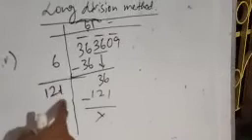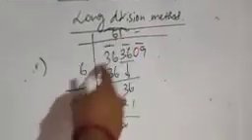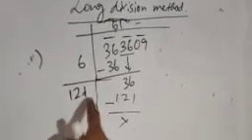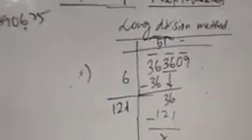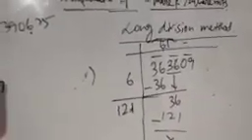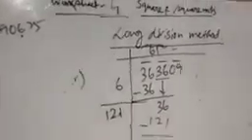Listen carefully. If we put 1 here, then we should also put 1 here. That means 1 into 121 will be 121, which is greater than 36. So we cannot put 1. Clear? If 1 cannot be put here, then 2, 3, 4 also cannot be put, because all these numbers will be greater than 36.